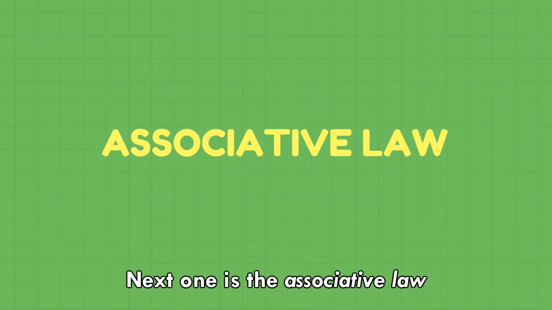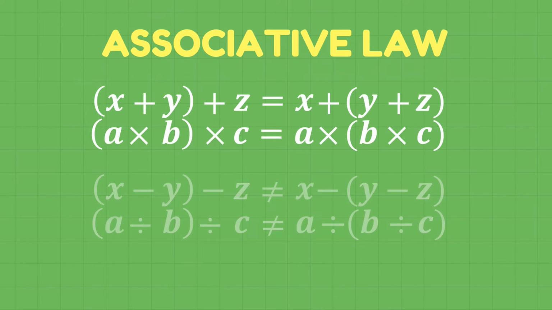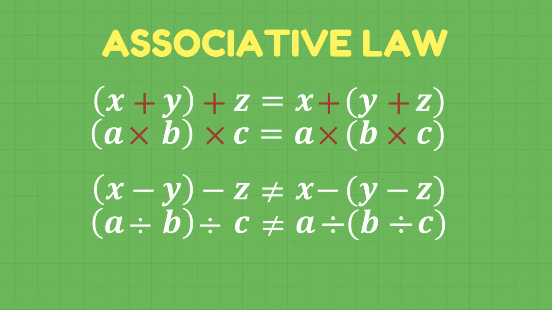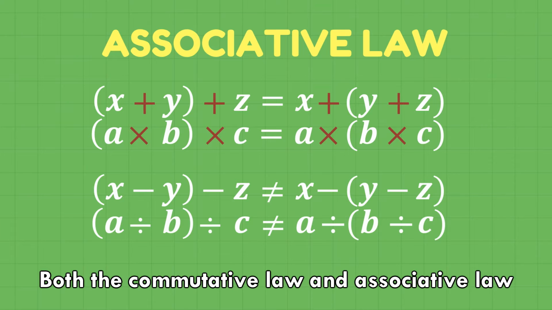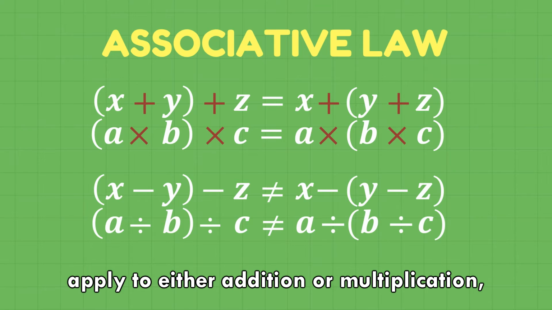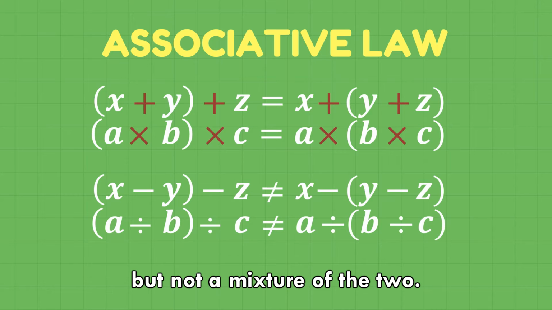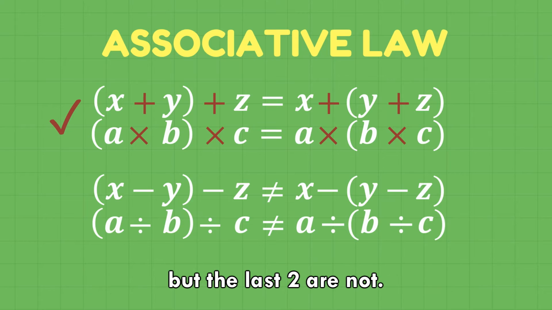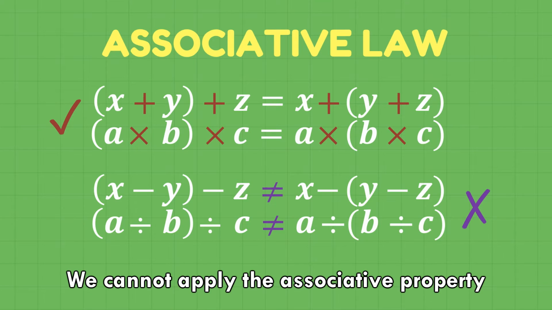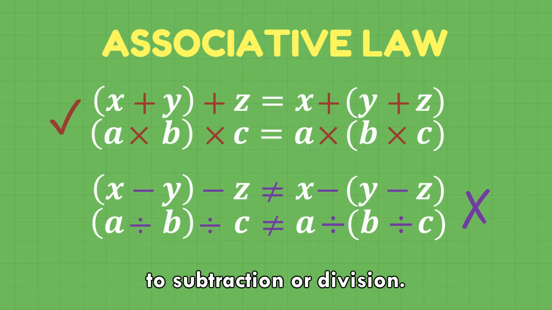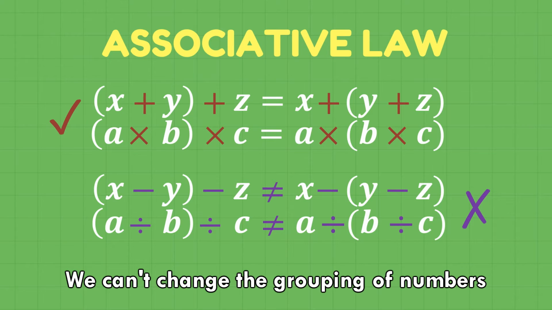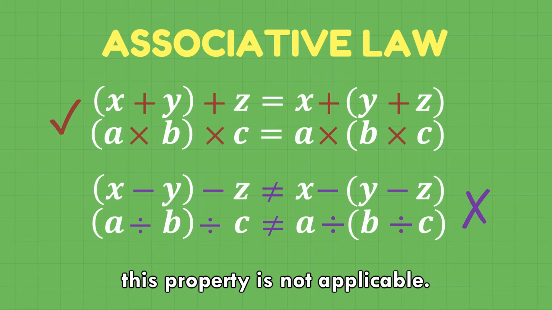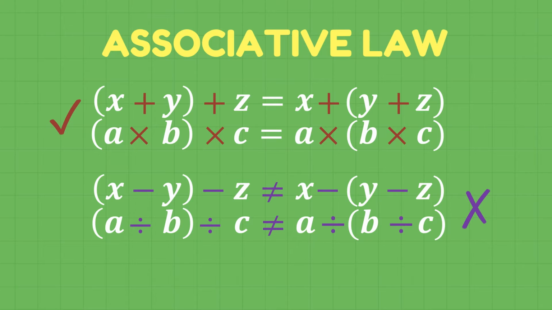Next one is the associative law. It states that in addition or multiplication, we can regroup terms or factors as we please. Both the commutative law and associative law apply to either addition or multiplication, but not a mixture of the two. Again, the first two examples are associative but the last two are not. We cannot apply the associative property to subtraction or division. If we change the groupings of numbers in subtraction or division, it changes the answer and hence this property is not applicable.